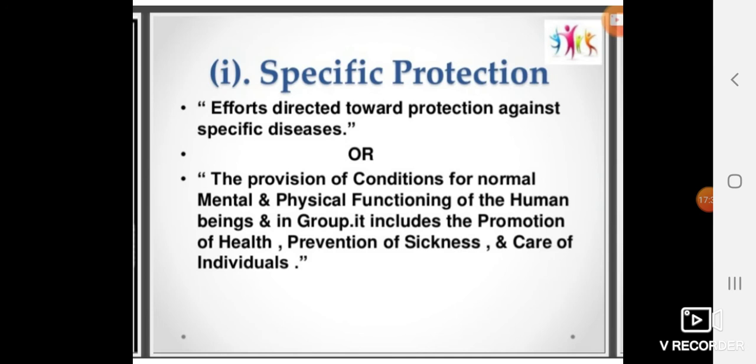Then the next one, specific protection: the effort directed towards protection against specific disease, or the provision of conditions for normal mental and physical functioning of human beings and groups. It includes promotion of health, prevention of sickness and care of the individual. I will repeat: promotion of health, prevention of sickness, care of the individual. These three measures help normal mental and physical functioning of human beings or groups.